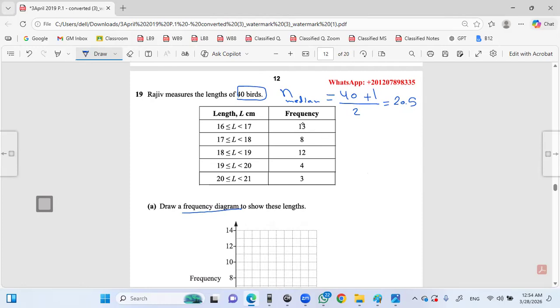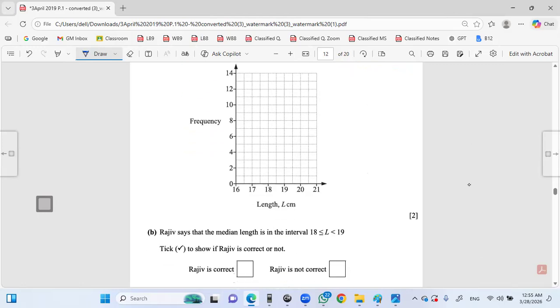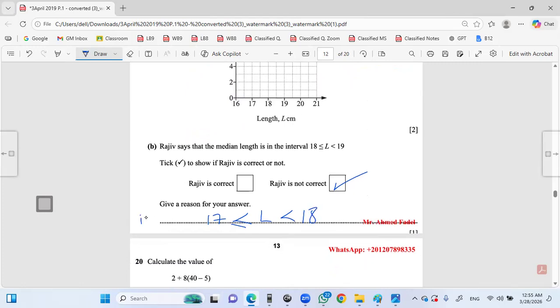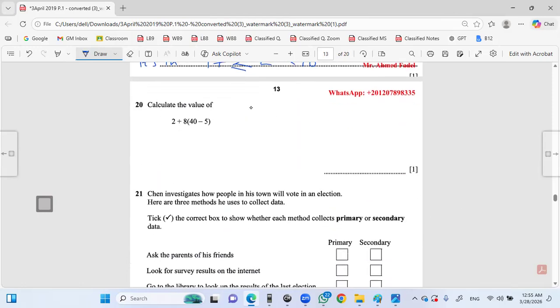Start adding. 13. Have you passed 20.5? No, not yet. Okay, so 13 plus 8 is 21. Have you passed 20.5 yet? Yes, I passed it. I reached 21. Good. So it is here. So the median is in this class interval. It is between 17 and 18. So Rajiv is not correct. It is in the class interval 17 to 18.